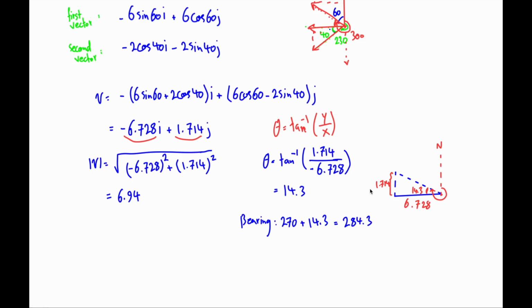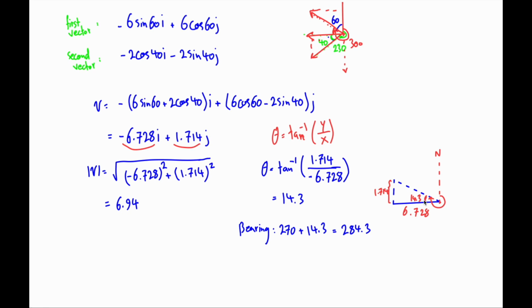However, this is not the final answer. You are supposed to find the bearing, and bearing always starts from the north direction and goes clockwise. So I have already completed 3 quadrants, that is 270 degrees plus this 14.3 degrees. So the final bearing is 284.3.